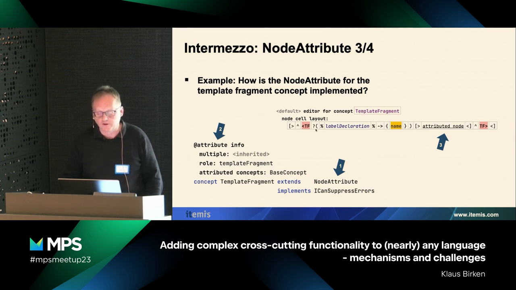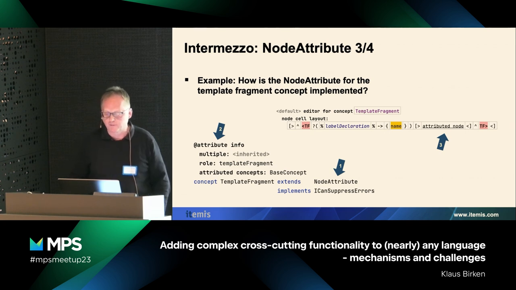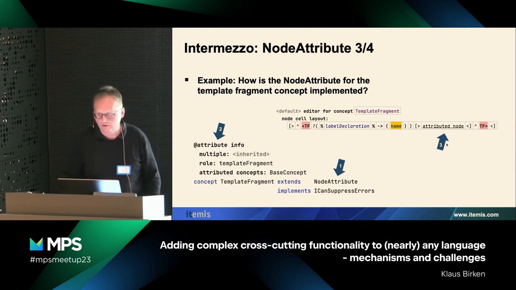Okay, and in the editor, you can do the thing with this blue and yellow boxes from the slide before. You can specify some editor projection, and you can put somewhere in there the attributed node. This is quite common. Most of you will already know it.